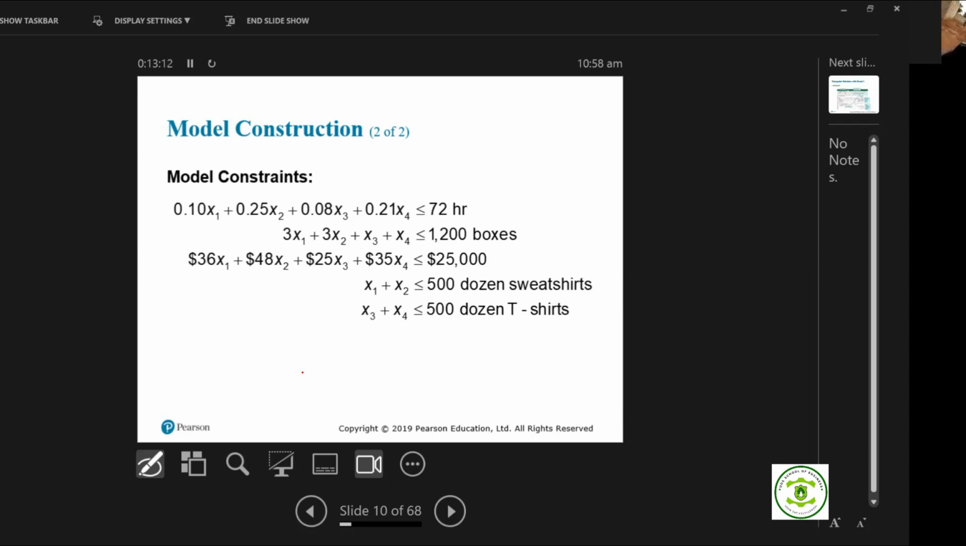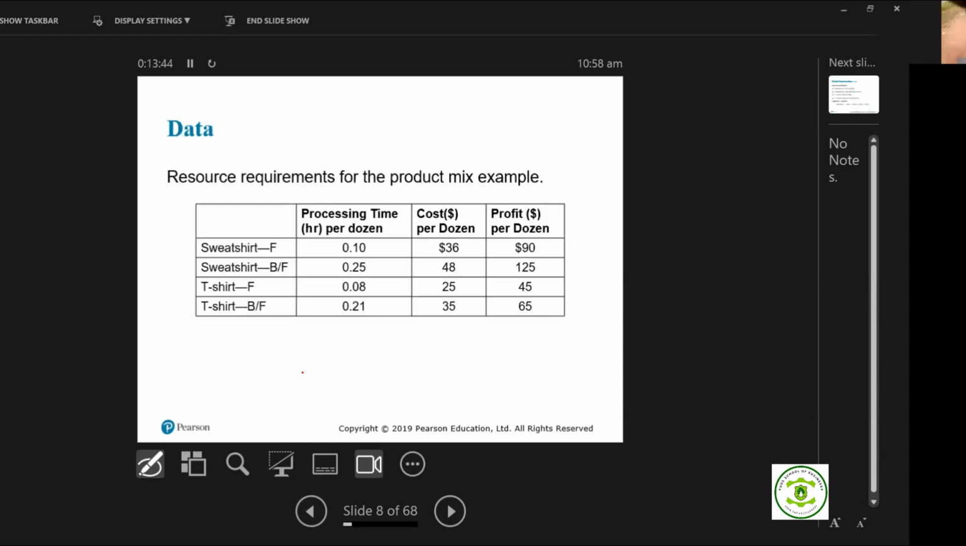Please, in all the constraints, the resource requirement for the product, for example the processing time, would that be given in the question, or do you have to work out the time? It's given. 72 hours is provided. Everything is given on this side. It's part of the question.